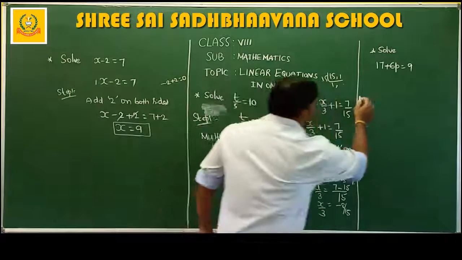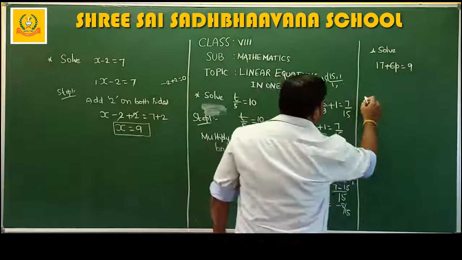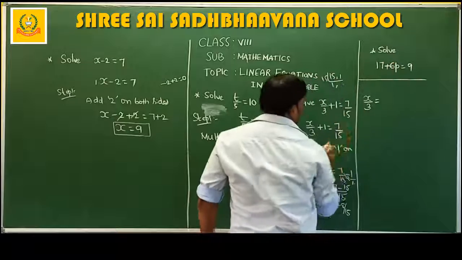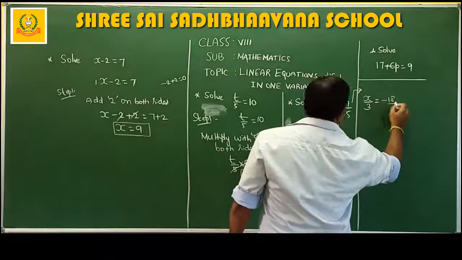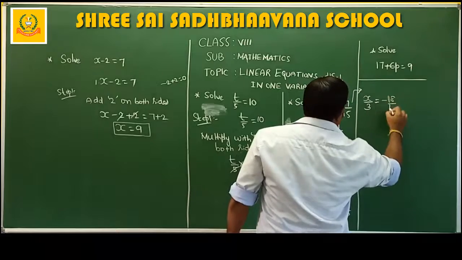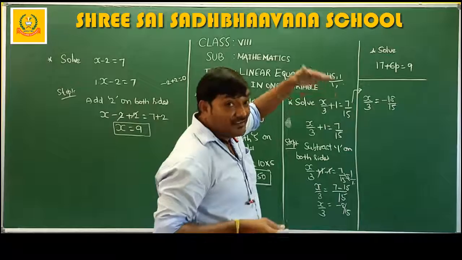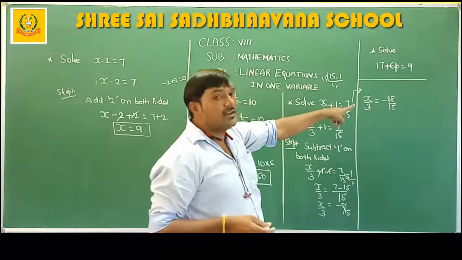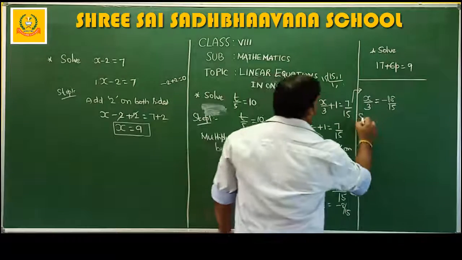Okay, I will continue here. This is a continuation of this sum. So x by 3 is equal to minus 8 by 15. So what we have to do? We have to eliminate the 3 which is in the denominator. As I said, if x is divided by 3, we should multiply with 3 on both the sides. So do that. So step 2.